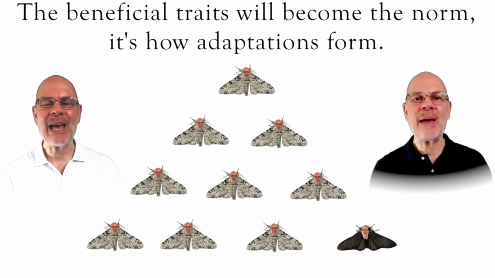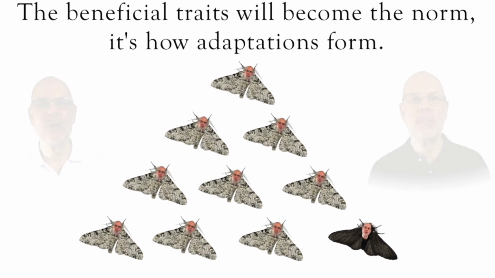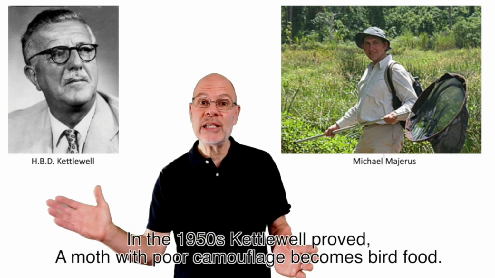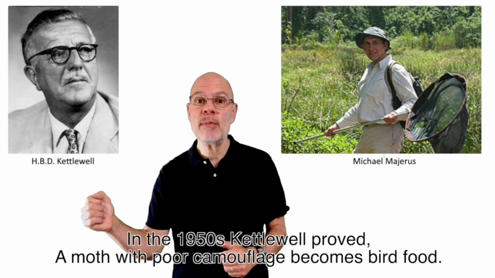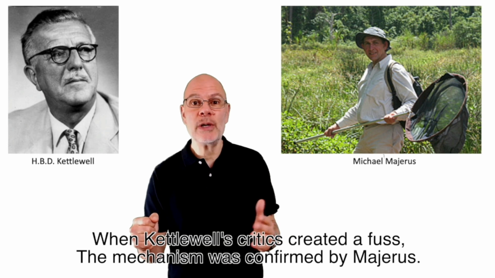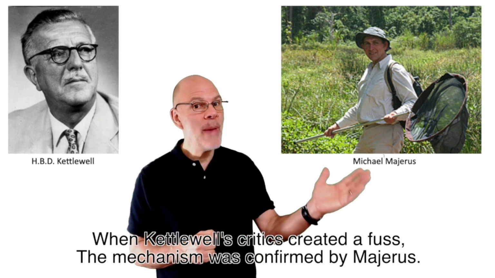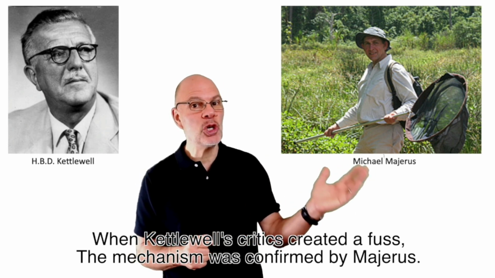Is how adaptations form. In the 1950s, Kettlewell proved a moth with poor camouflage becomes bird food. When Kettlewell's critics created a fuss, the mechanism was confirmed by Major Russ.